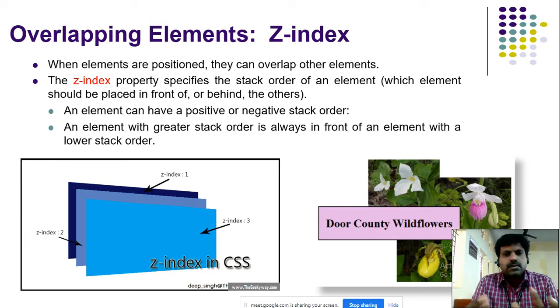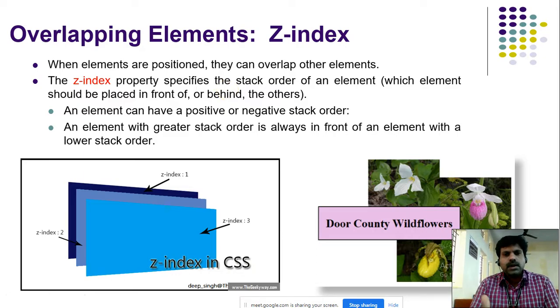When there is overlapping, how can we manage the overlap, so that we control which element is shown to the user in the front and which is shown in the back? You can control it using a concept called Z index. Basically, when elements are positioned, they can overlap each other, right? The Z index property specifies the stack order of an element.